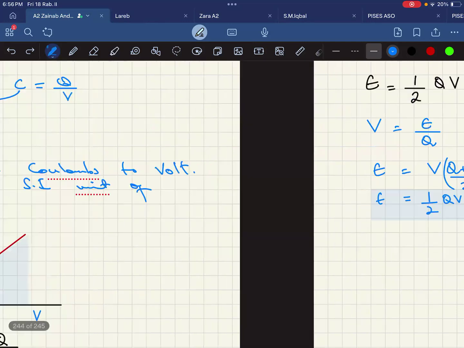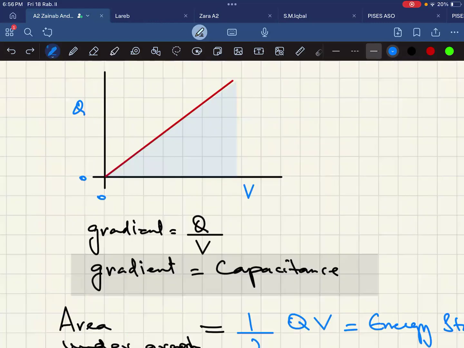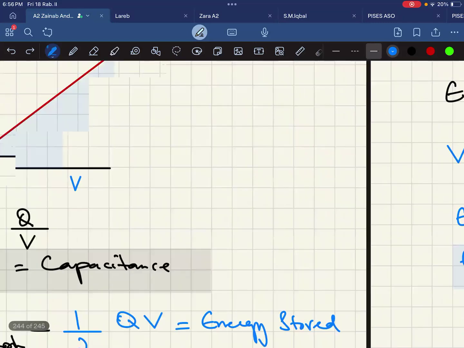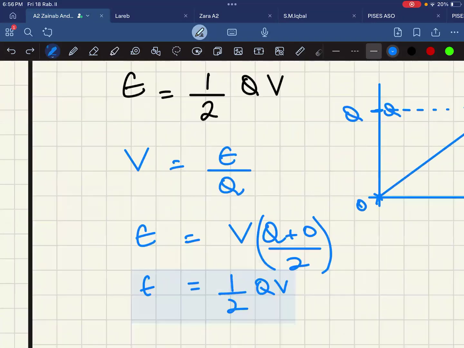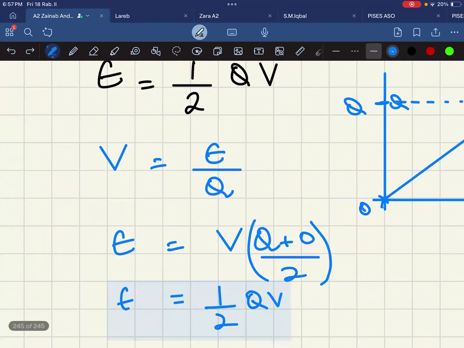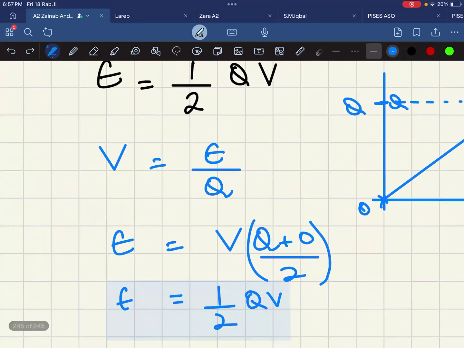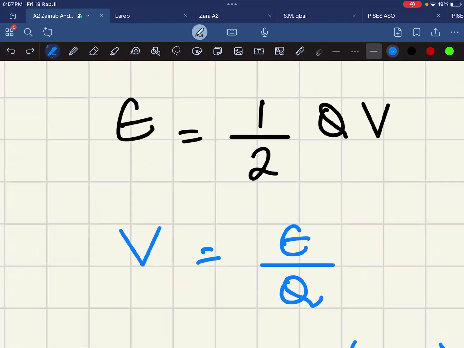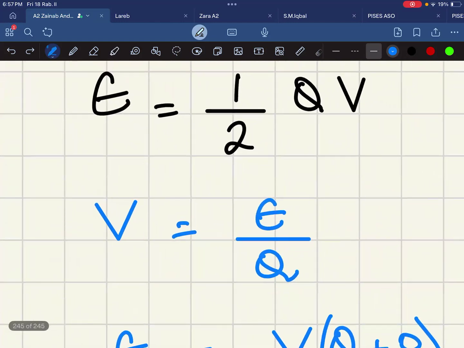Basically, this thing is secondary. We first derive the equation. Forget that the energy stored in a capacitor is equal to area under the graph. Suppose I directly give you this equation. How would you derive it? You would derive it like this.